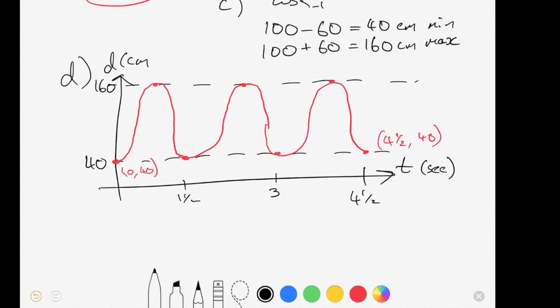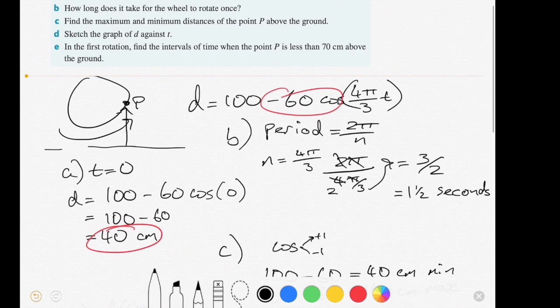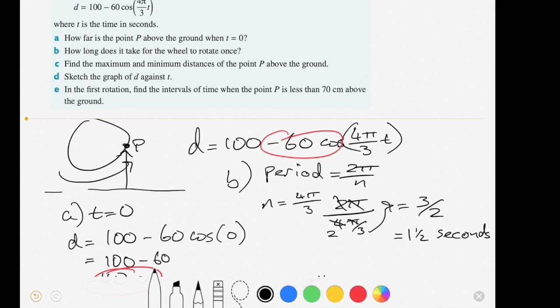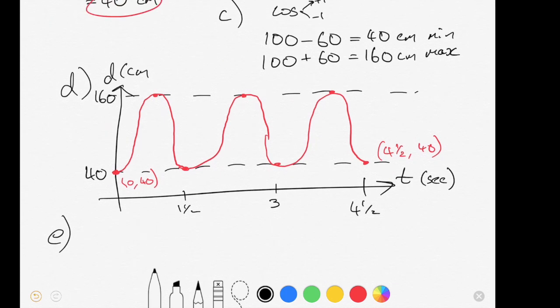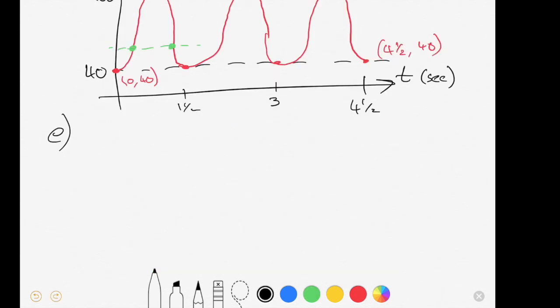Let's move on to question E. Question E stated, in the first rotation, find the intervals of time when the point P is less than 70 centimetres above the ground. So 70 centimetres is obviously around here somewhere, and there's going to be an occurrence there and an occurrence there. So to find those points, we need to solve this equation: 70 is equal to 100 minus 60 cos 4 pi on 3 t. Now, if this is in a calculator section, I could just type that straight into my calculator. It might not be. We might have to solve this manually, but that's not that difficult.